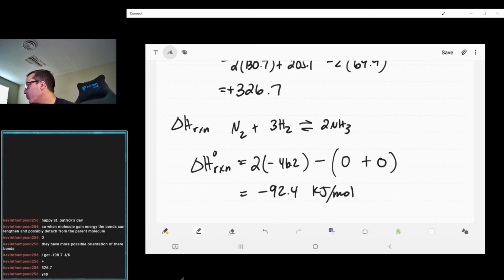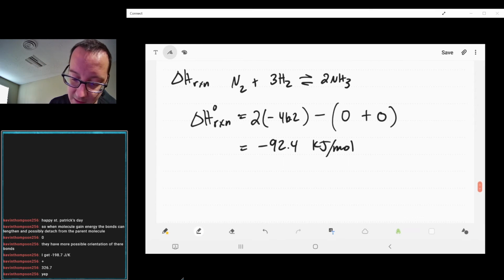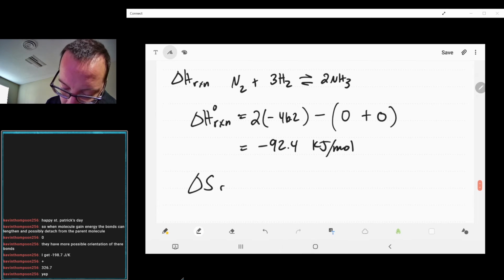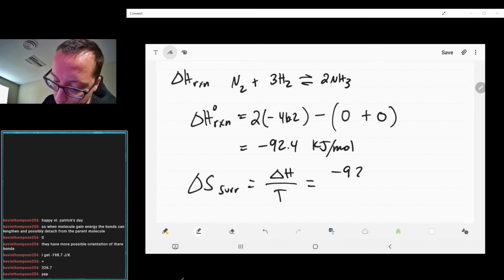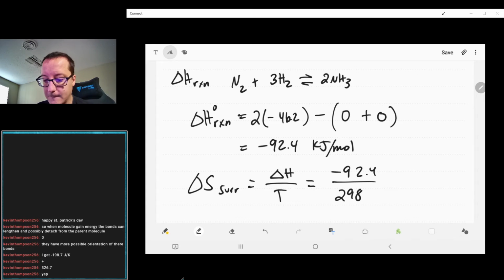Okay, good. If we compare that, if you remember how we could look at the delta S for the surroundings, we saw that we could use delta H over the temperature, right? So if this is happening at room temperature, which is what these standard conditions would tell us, we're going to see that. Can I get this answer, Kevin, in joules per Kelvin, please? So we have kilojoules on the top, Kelvin on the bottom. I don't want to calculate it.